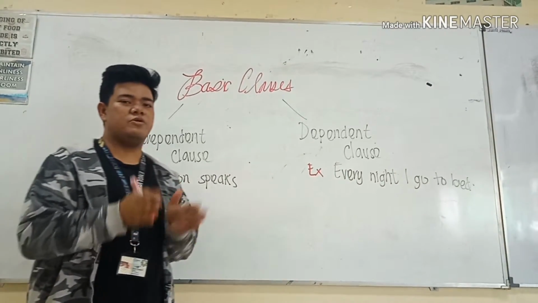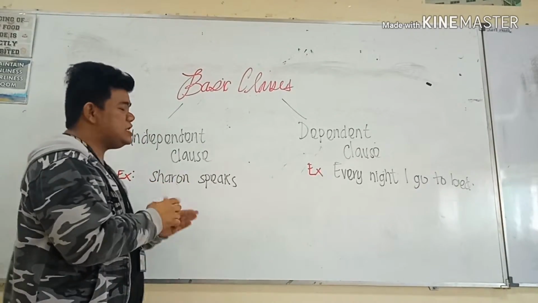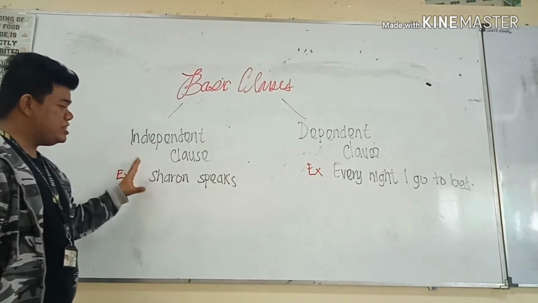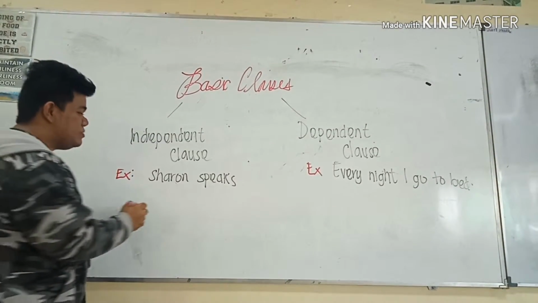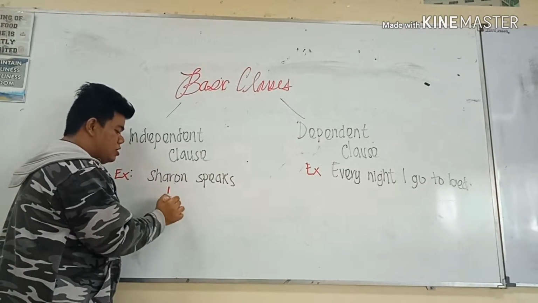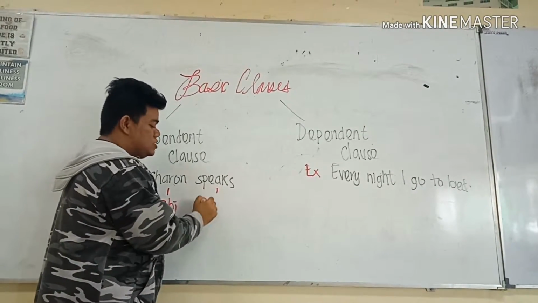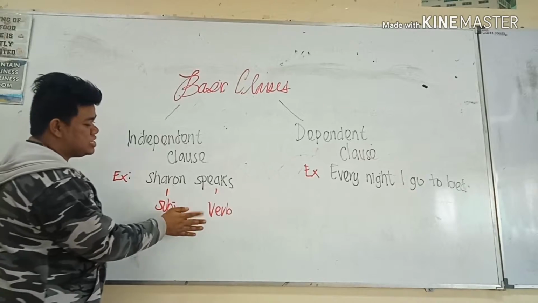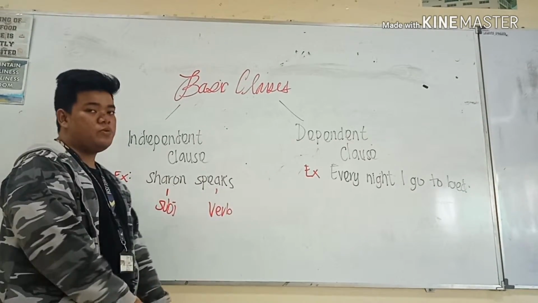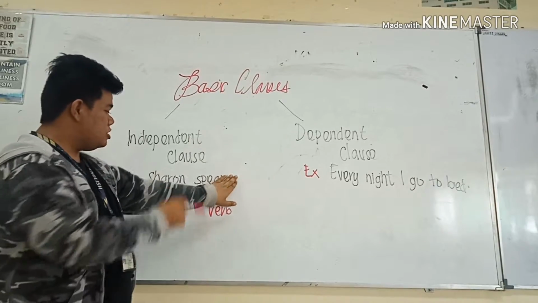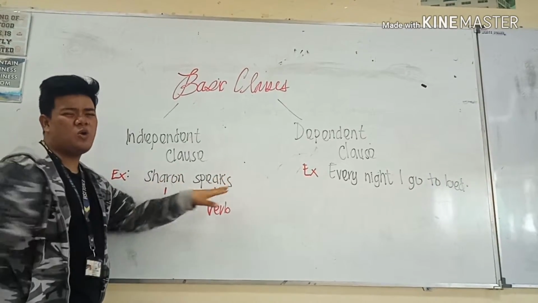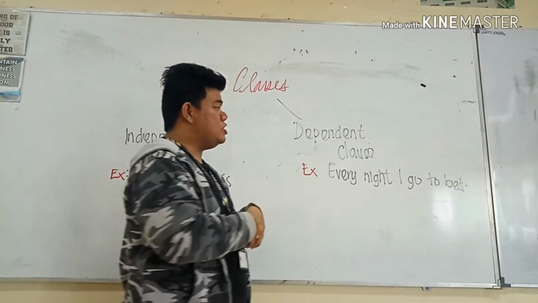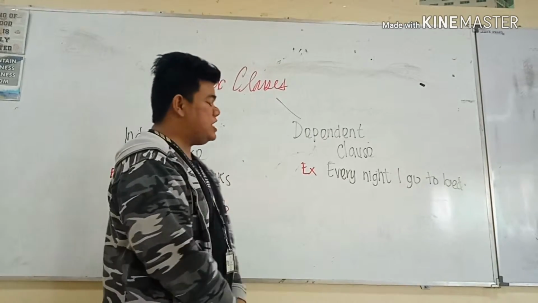As far as I remember, I told you that a clause is a combination of its subject and the verb. In the example of an independent clause, there is the presence of the subject and also the presence of the verb. If we do not include the verb and focus only on Sharon, we ask, what did Sharon do? It will become a dependent clause.